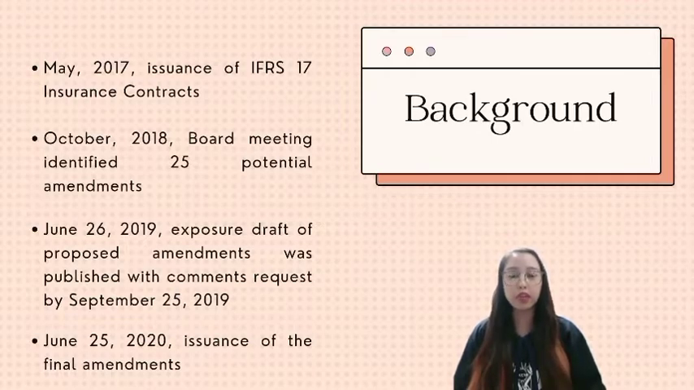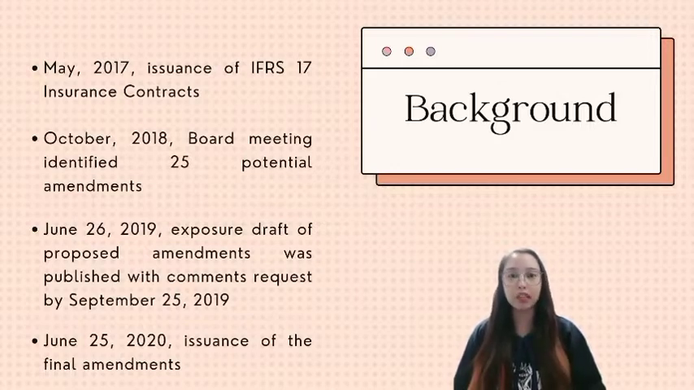So no October 2018, nagkaroon po sila ng board meeting and they were able to list down 25 potential amendments, and napag-usapan din po nila doon yung mga criteria against kung ano po yung amendment na i-consider nila. Nung June 26, 2019 naman po, exposure draft of proposed amendments with comments request by September 25, 2019 was published.